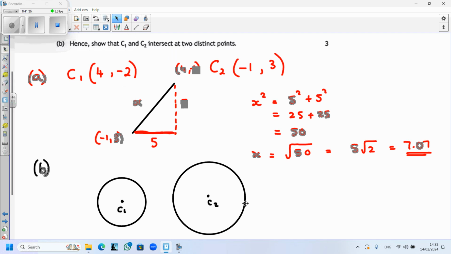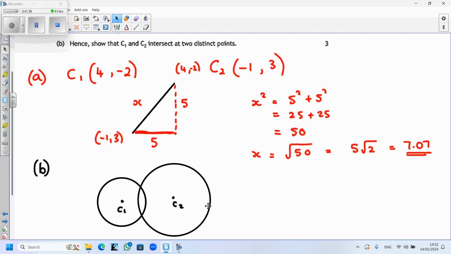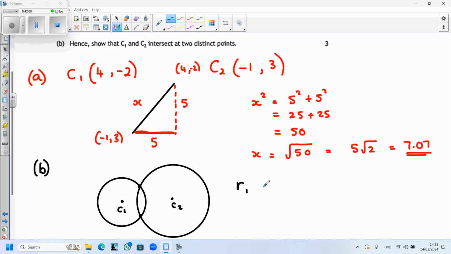But they want me to show that they intersect at two distinct points. So what that means is I'm going to move that circle, and there it's touching at one point, and now they're intersecting at two different points. That's them there. So if that's the case, then the distance between the two centres is going to be smaller than the radius 1 plus the radius 2. So I'm going to work out radius 1 plus radius 2, and compare it to the distance between the two centres. So we'll look at the equations of the two circles.